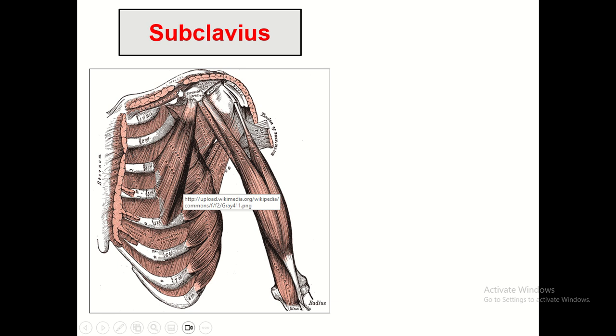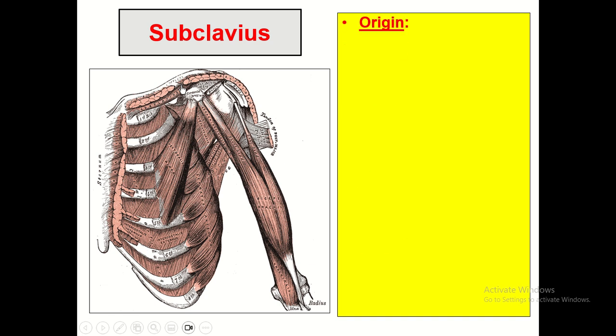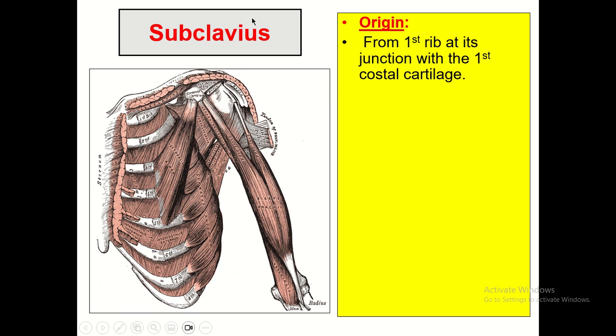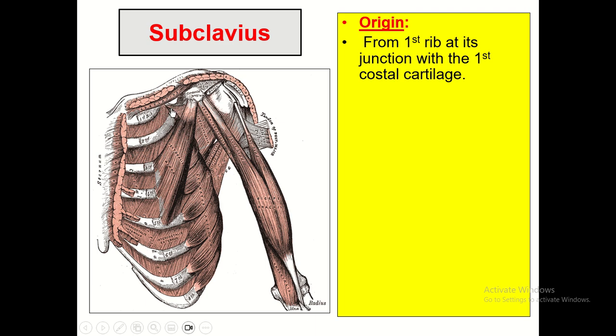So remember your subclavius muscle inserts on the inferior surface of the clavicle, right? Its origin: it originates from the first rib. So this is the first rib. It originates from the first rib at its junction between the costal cartilage and the first rib. You see? This is your first rib, and this is your costal cartilage of the first rib. On their junction, that's where you have the origin.